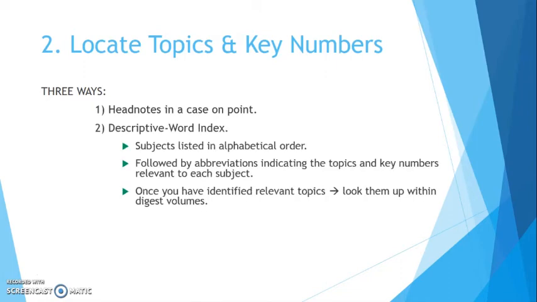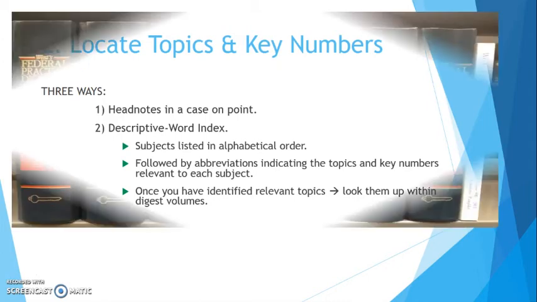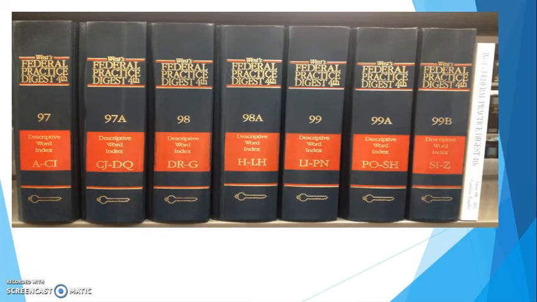But if you don't have a case on point, you will need to start with the index to find relevant topics and key numbers. The index in a West Digest is called the descriptive word index. The index actually consists of several volumes that will be located at the end of the digest set, and it lists subjects in alphabetical order. What you need to do is run your key terms through the index to find relevant key numbers. And here is the descriptive word index for the Federal Digest.